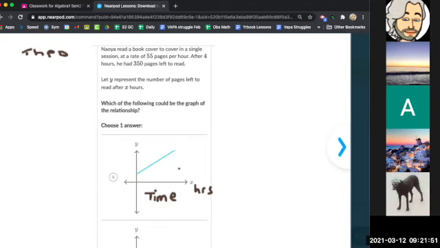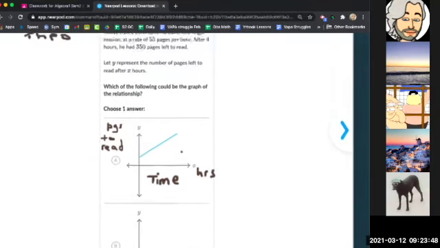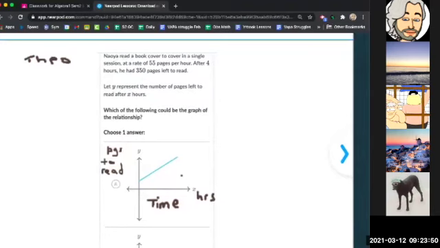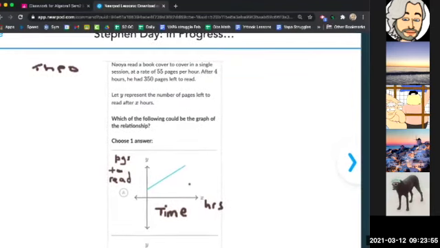So how many pages are we going to start with at 0 for X, with no time? This is the question in the chat. 570? Okay, right, because you've already read 4 hours, right? I like what you're thinking, because 4 times 55 is 220, and 220 plus 350 is 570. You're right. You got it.